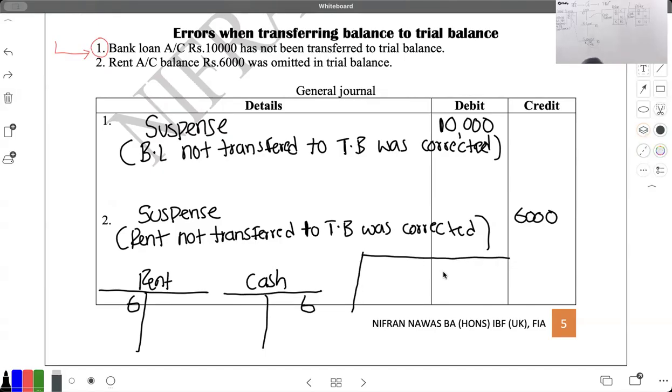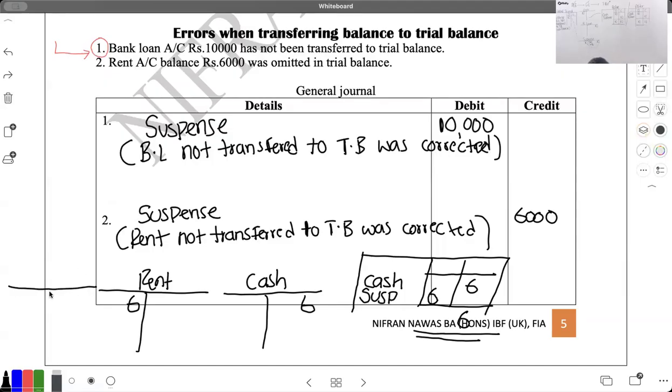Okay. In the TB, while we are preparing the TB, the cash account was taken to the credit side. 6 is there. But in our debit side, nothing is there. So in the credit side, we have 6. In the debit side, we have nothing. So suspense will be created on the debit side. This will lead to a suspense account in our debit side.